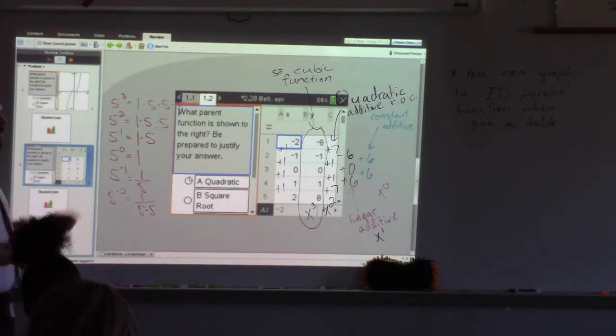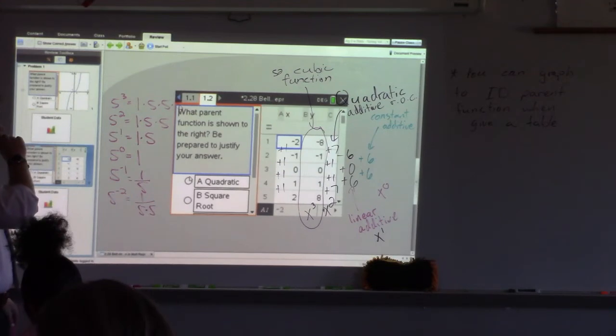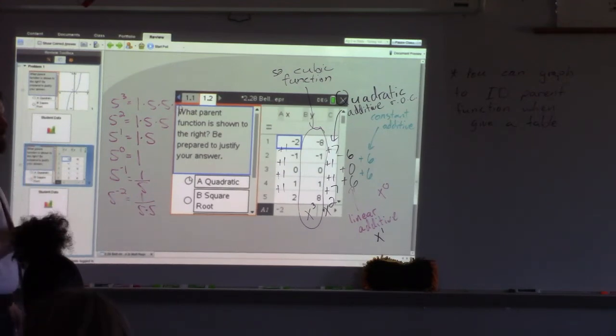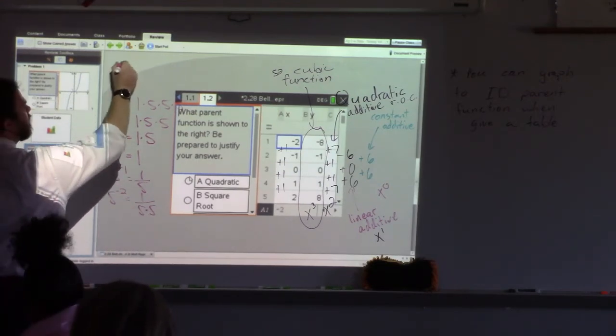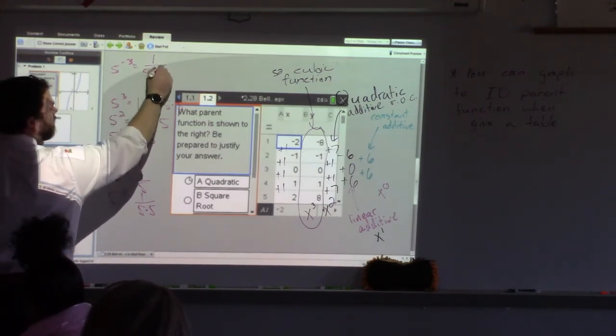Okay? Do you understand now why 5 to the 0 is 1? Yeah, I do know. So if it was 5 to the negative 3, it would equal 1 divided by 5 to the negative 3, which would be 1 divided by 5 times 5 times 5. Yeah, that's what I said. Right.